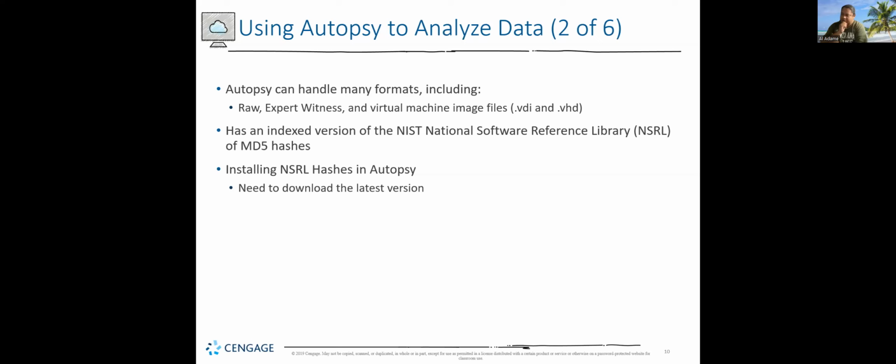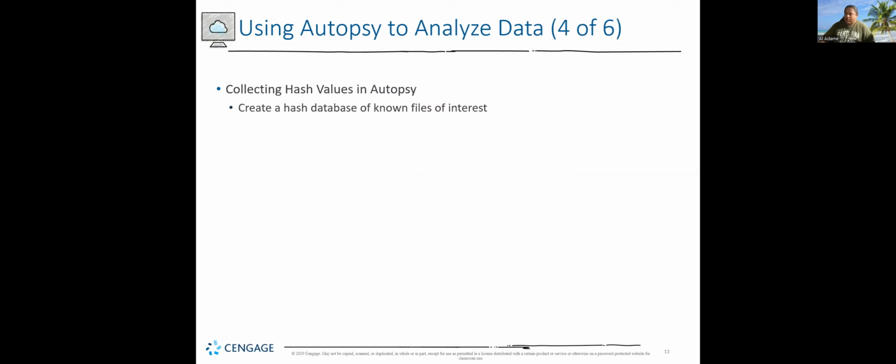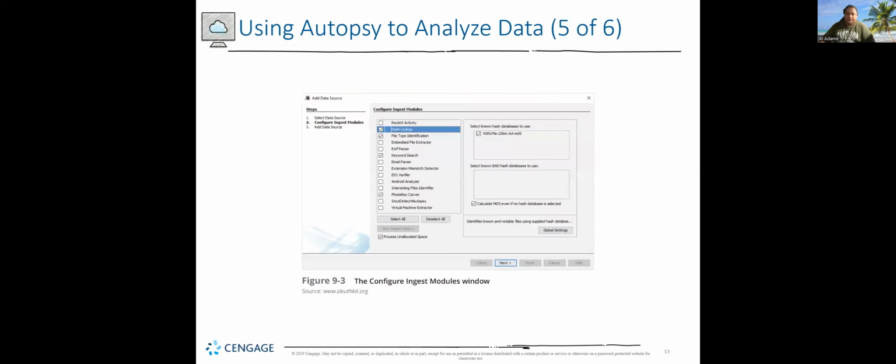Installing NSRL hashes in Autopsy, you need to download the latest version, which we have, so it's already built in. So here's what that looks like apparently. Hash databases. Collecting hash values in Autopsy, create the hash database of known files of interest. This is how you do it.